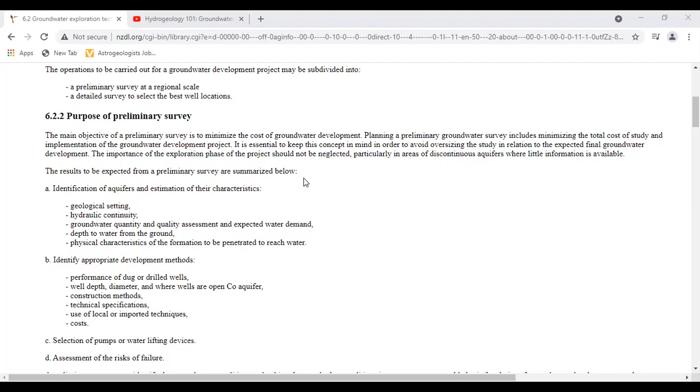The next one is the hydraulic continuity. Hydraulic continuity is important, because even if we identify an aquifer, that does not help the farmer. The hydraulic continuity in the aquifer is important. That is the only thing that helps the farmer.